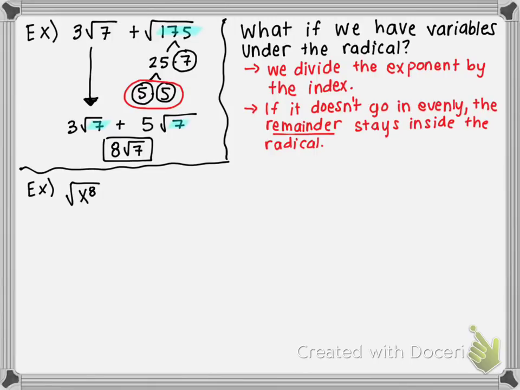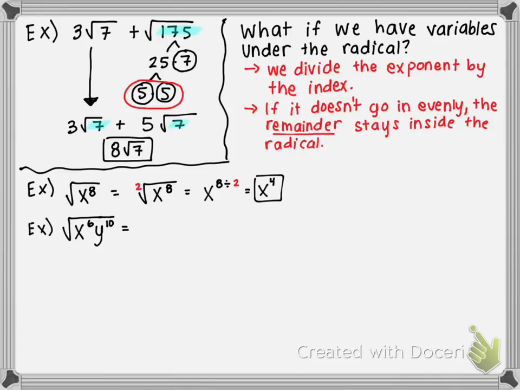So we divide the exponent. Remember, this is called an exponent, that 8. We divide it by the index. And remember, the index here is 2 if there's nothing there. So we say 8 divided by 2. The answer then is x to the 4th.